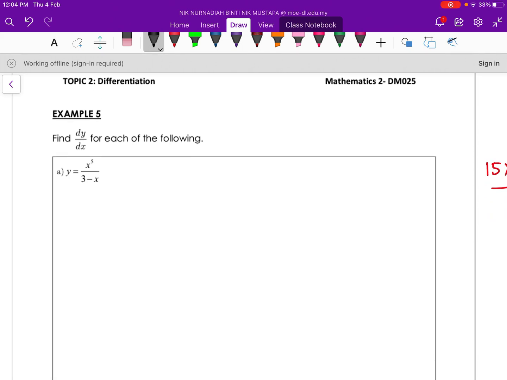Example 5, the dy dx y equal to. So this one I think is very simple. Kan, saya rasa simple saja yang ni. So our u is equal to x to the power of 5. So our u prime is equal to 5x to the power of 4. And our v is equal to 3 minus x. So our v prime is equal to negative 1.